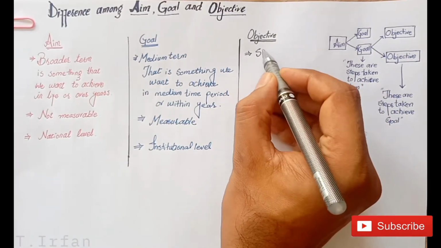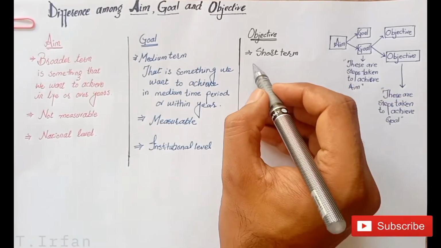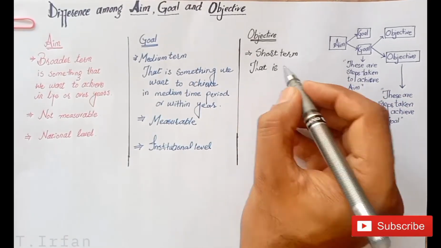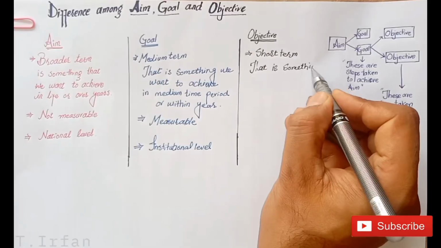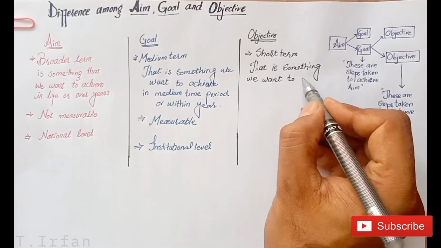While on the other hand, objective is the shorter term, that is something we want to achieve in a very short time period.